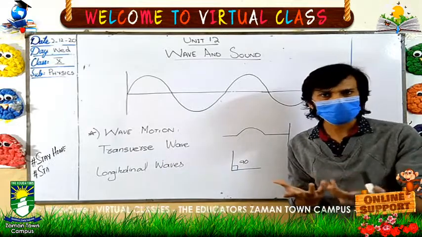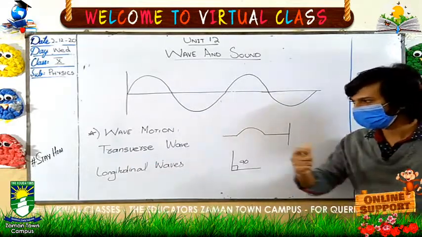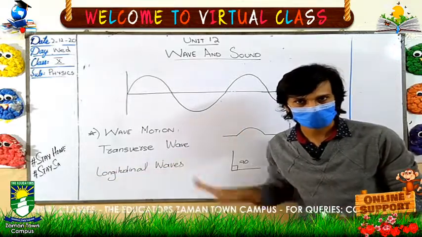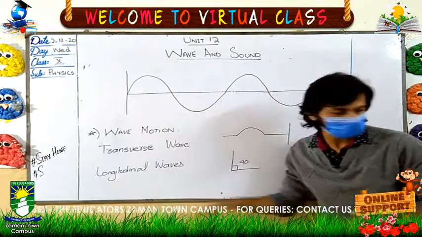And a common example of transverse wave is light wave. Light wave always travels like a transverse wave travels. Getting, class? Okay, now moving to the longitudinal wave.